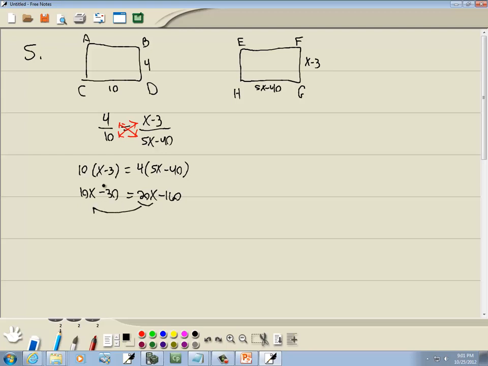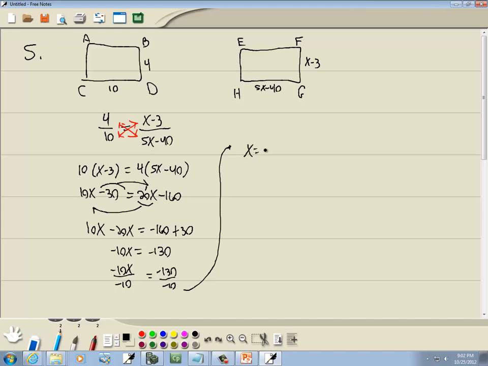Get everything with x on one side, numbers on the other. So take 20x over, becomes a negative 20x. Take the negative 30 over, becomes a positive 30. Combine like terms. 10x minus 20x is negative 10x. Negative 160 plus 30 is negative 130. Divide both sides by negative 10. And we get x is equal to 13. That's the first thing they're asking for.